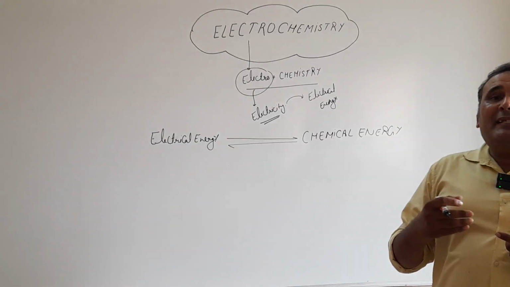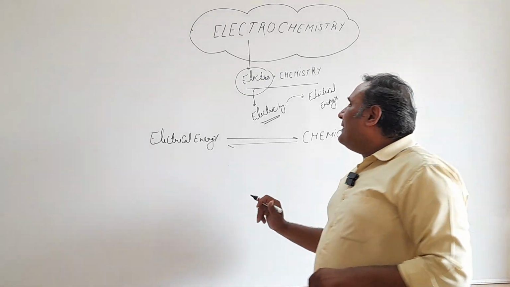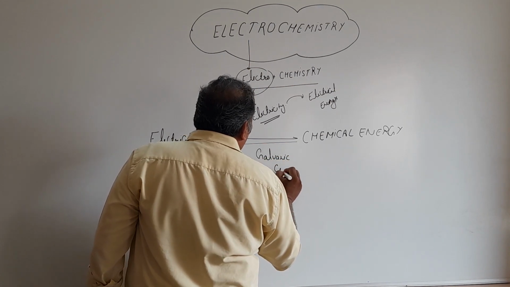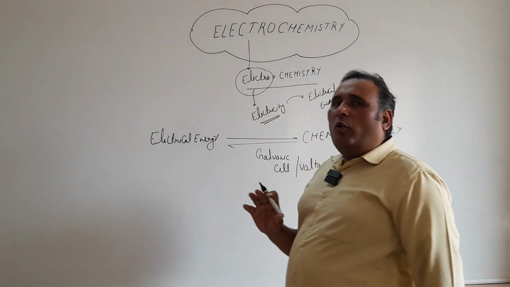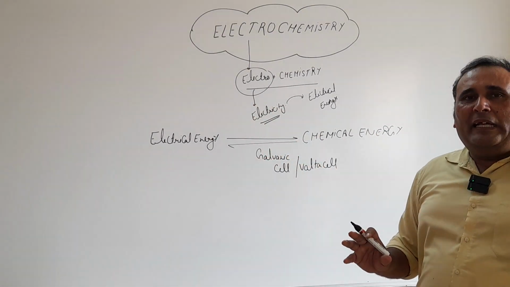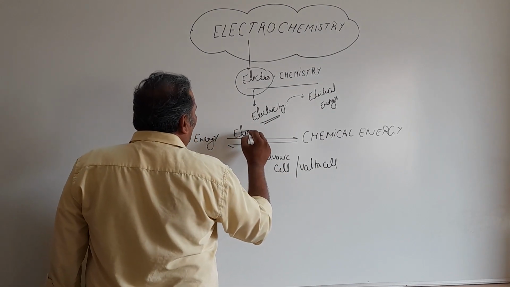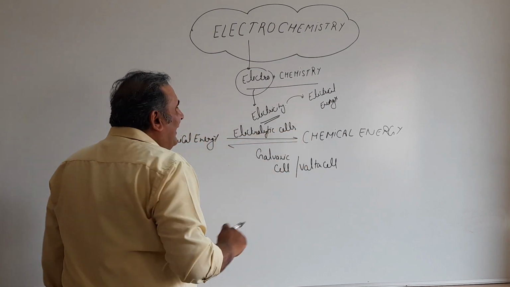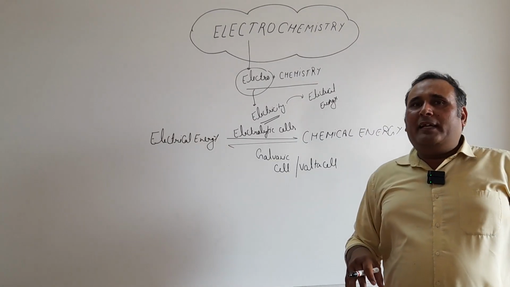For example, the cells in which chemical energy gets converted into electrical energy are called galvanic cells, or we can say Volta cells. So galvanic cell or Volta cell is that cell in which chemical energy gets converted into electrical energy. And the other type of cells are known as electrolytic cells. In electrolytic cells, electrical energy gets converted into chemical energy.